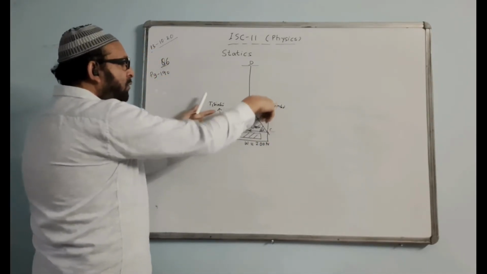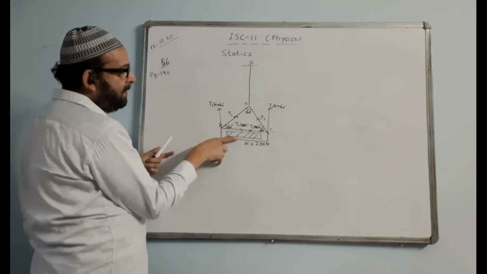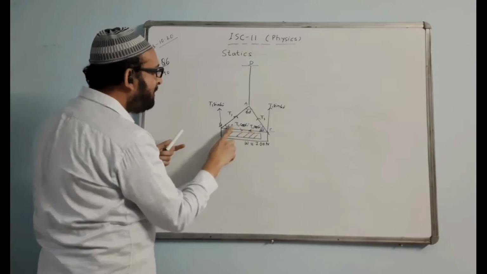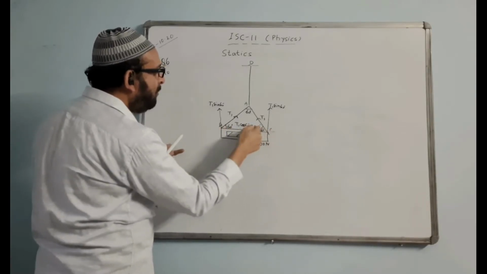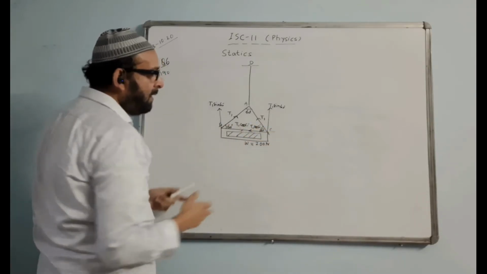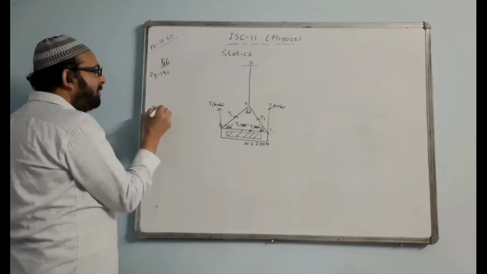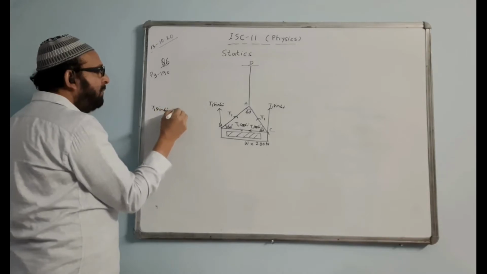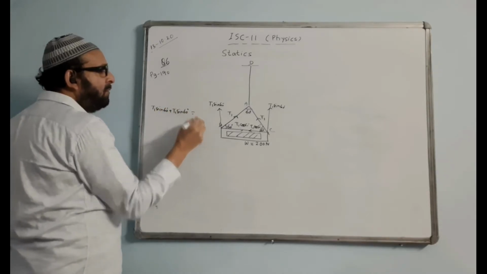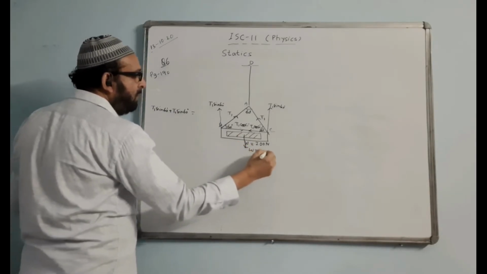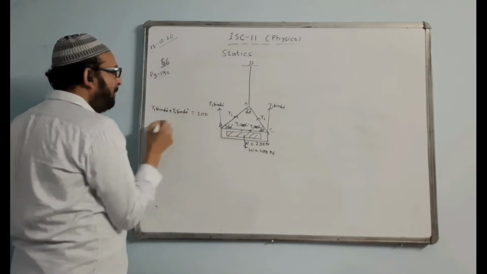If you consider these two components, they are just supporting this load only, and these two are cancelling. This T1 cos 60 and this T1 cos 60 are equal and opposite. They will exactly cancel out each other. Here we write T1 sin 60 plus again T1 sin 60. The upward force is equal to the downward force. The downward force is W, which is 200 Newton. Here we write 200.